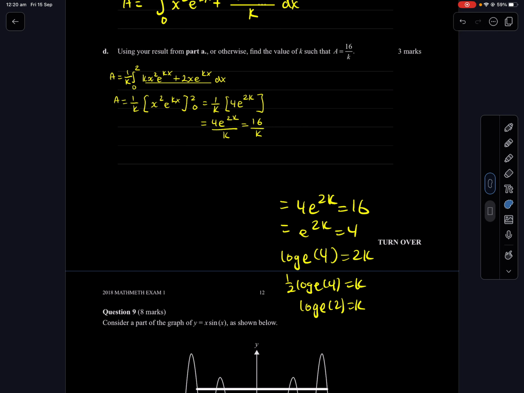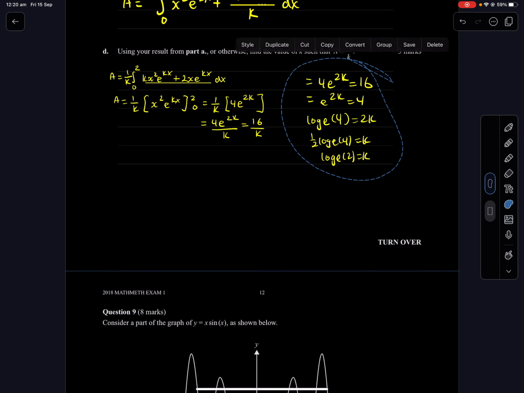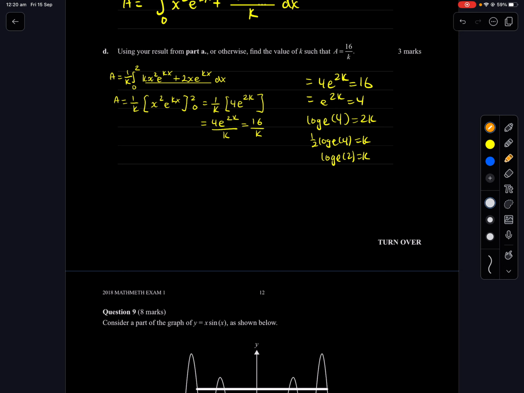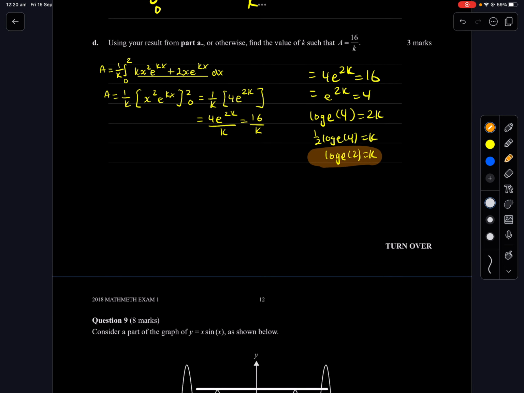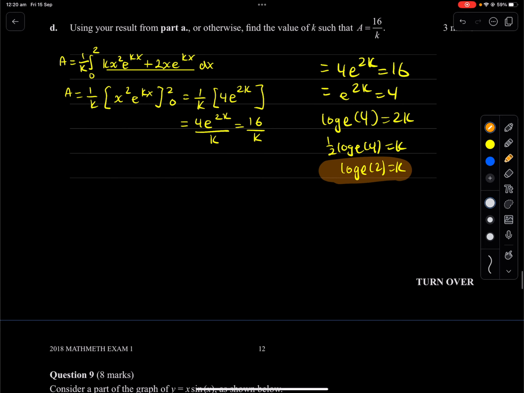Just make this small. So bring this expression over here. Your k value is a log. It's this expression right over here. Perfect. All right, so k is log_e of 2.